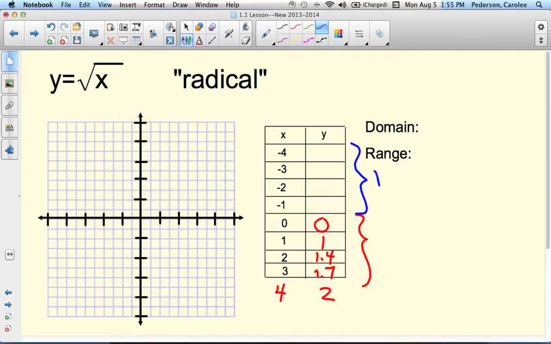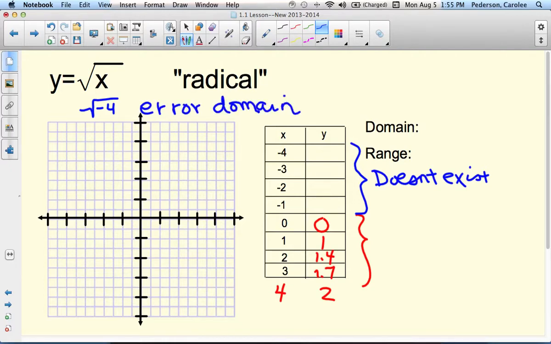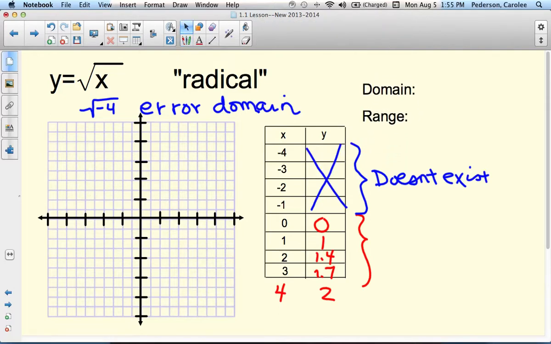These numbers do not exist in a radical function, because if you throw -4 into your calculator, it does not exist. It'll show a message like "error domain." That works more with our imaginary numbers, so we would replace it with an i. So these do not exist. So if we were to identify the domain and the range, the domain has to be x greater than or equal to 0.